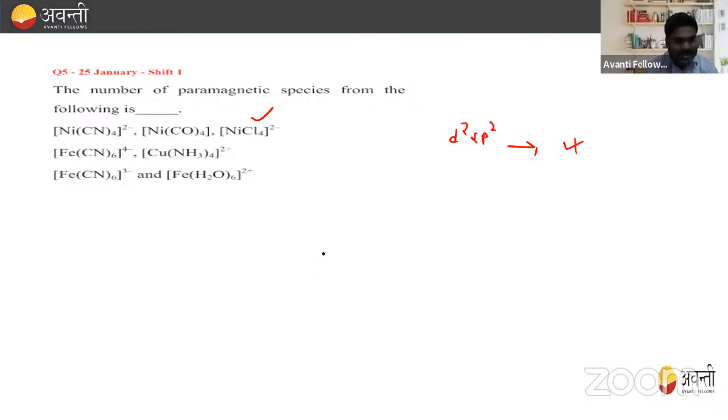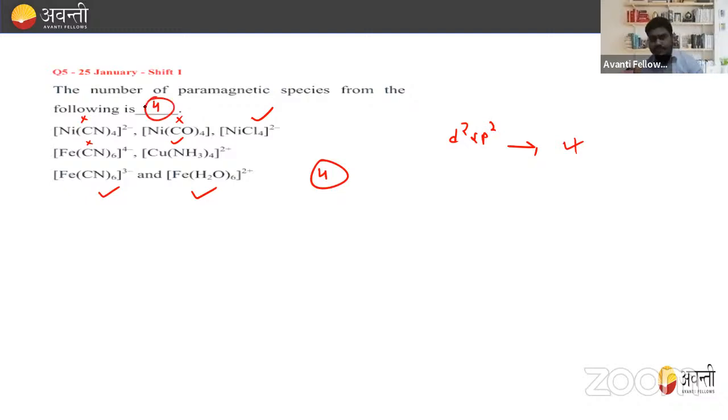[Ni(CN)4] will be diamagnetic because of the strong ligand. Ni(CO)4 is also diamagnetic due to the presence of a strong ligand. [NiCl4] will have unpaired electrons because weak ligands are present, so it is paramagnetic. [Fe(CN)6] has a strong ligand, so it is diamagnetic. [Cu(NH3)4] has one unpaired electron, so it shows paramagnetism. FeCl6 also has one unpaired electron, as the whole charge is -3, and [Fe(H2O)6] also has unpaired electrons. Out of these 7, only 4 have unpaired electrons and act as paramagnetic species. So the correct answer for this question is 4.